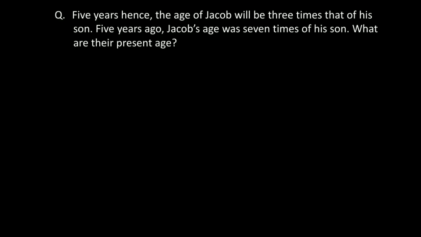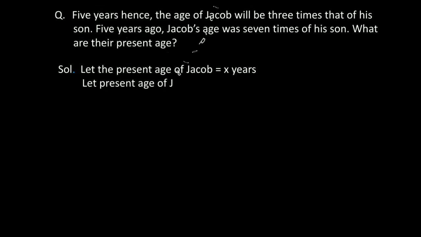Now, another problem is that 5 years hence, 5 years hence means after 5 years, the age of Jacob will be 3 times that of his son. 5 years ago, Jacob's age was 7 times that of his son. What are their ages? So let's start the solution. We let the age of Jacob equal x years, and we also let the age of Jacob's son equal y years.